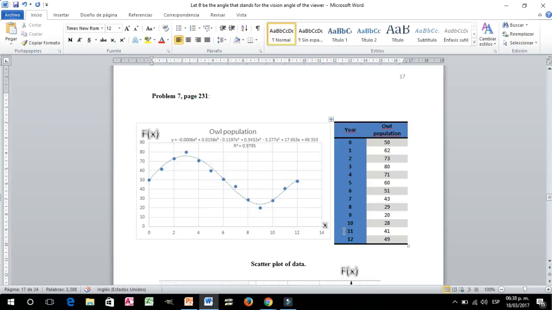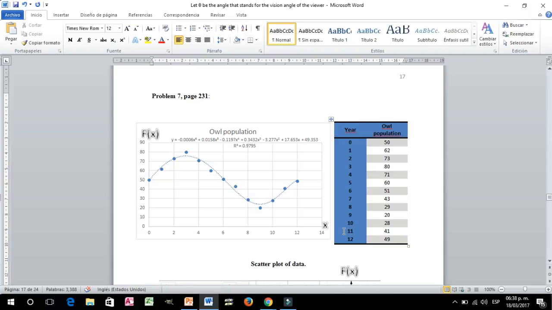Finally, but not least, problem 7 of page 231 states that when two species interact in a predator-prey relationship, the population of both species tends to vary in a sinusoidal fashion. So, in a certain Midwestern country, the main food source of barn owls consists of field mice and other small mammals. The table gives the population of barn owls in this country every 1st of July over a 12-year period.